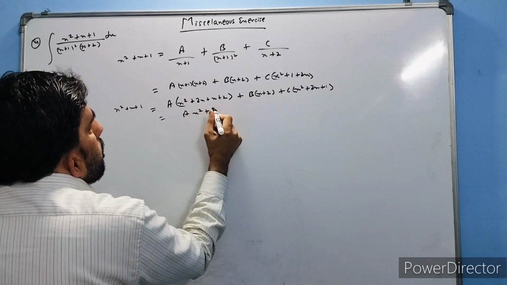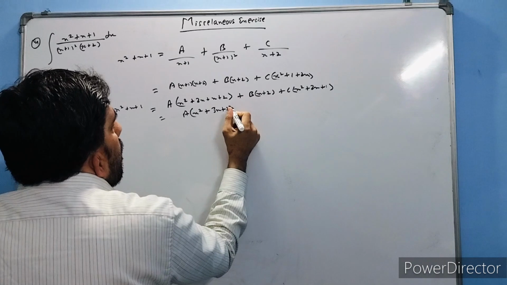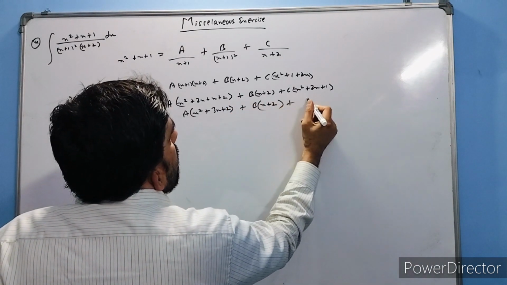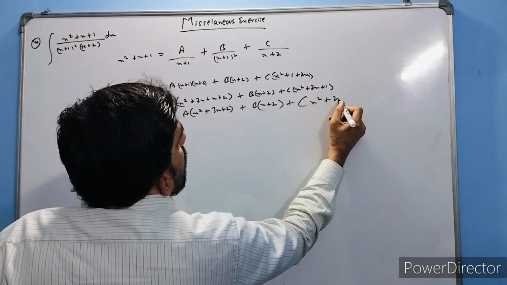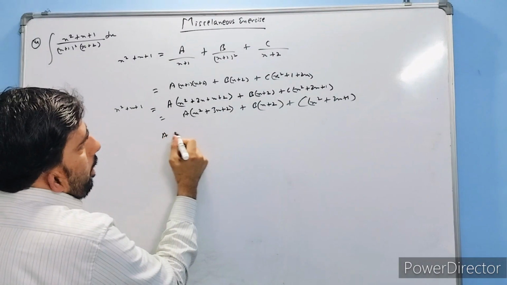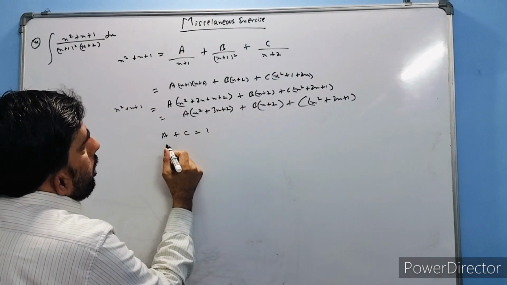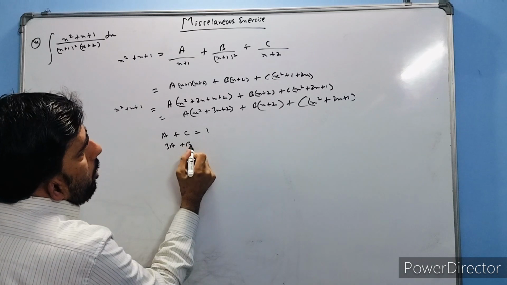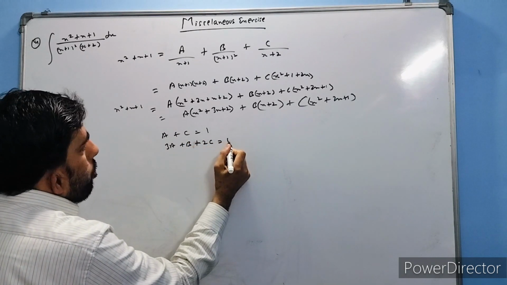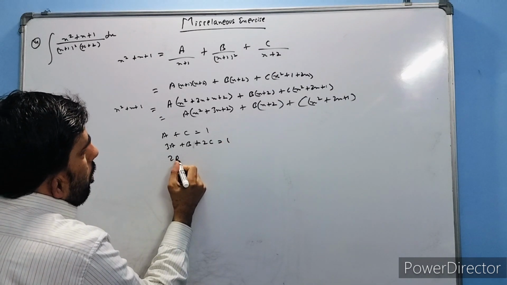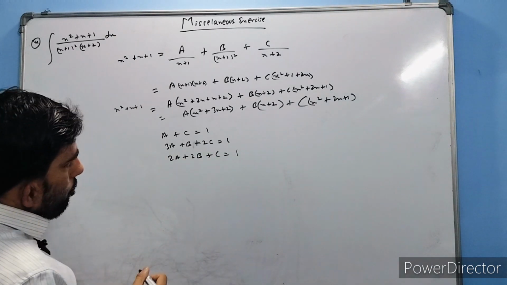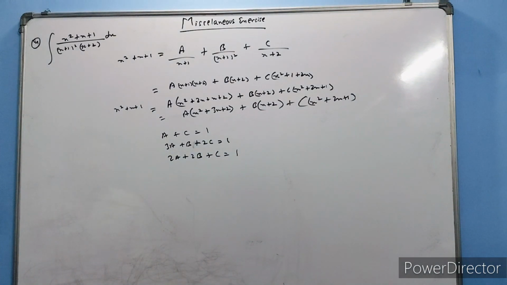Add this, plus 3x plus 2, plus we have this b times x plus 2, and plus c we have x square plus 2x plus 1. Likewise now we can compare: a plus c is equal to 1, then 3a plus b plus 2c is equal to 1, and 2a plus 2b plus c is equal to 1. Now let us try to solve this.